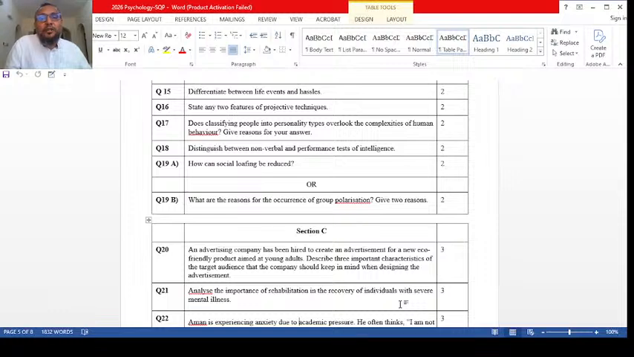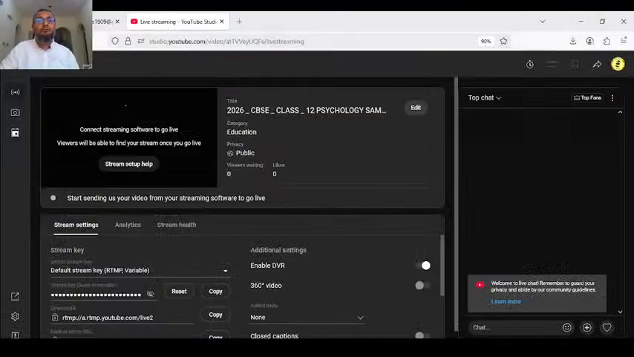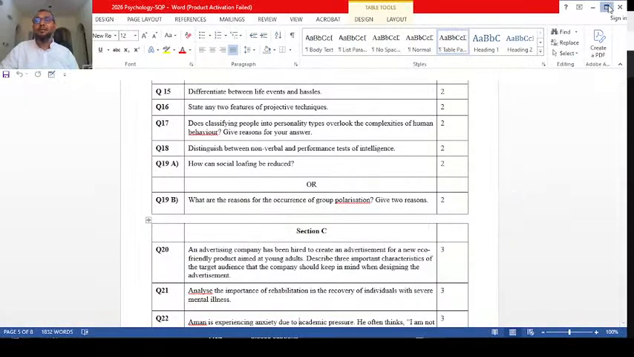Question number 17. Does classifying people into personality types overlook the complexities of human behavior? Give reasons for your answer. Yes, it does. Classifying people into personality types overlooks the complexities. In many areas, we generally overlook the complexities. Some people may have their own qualities.